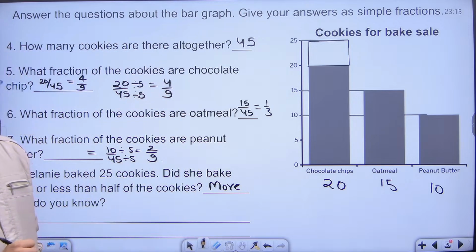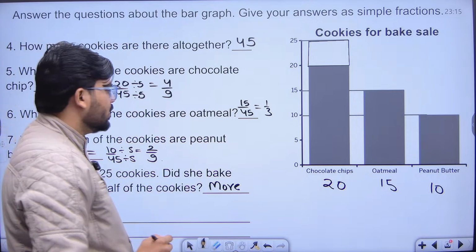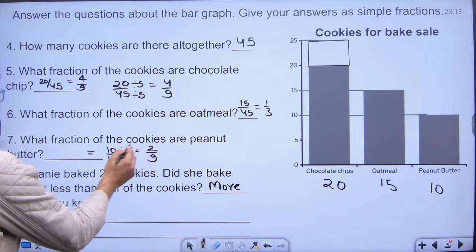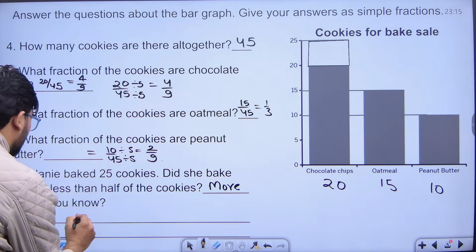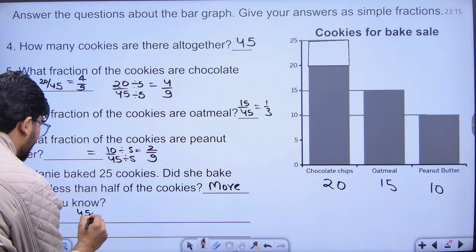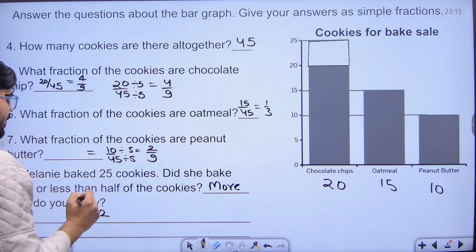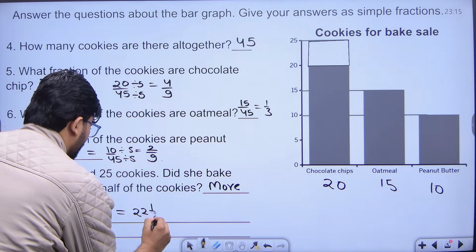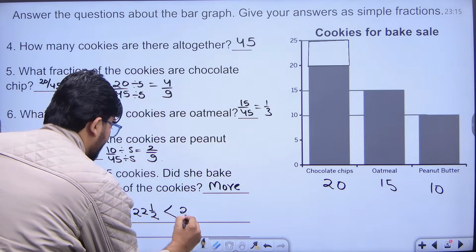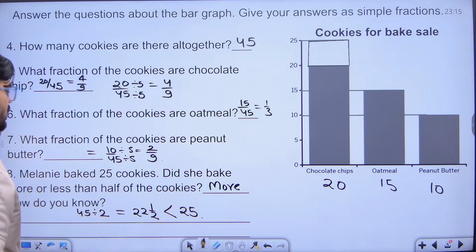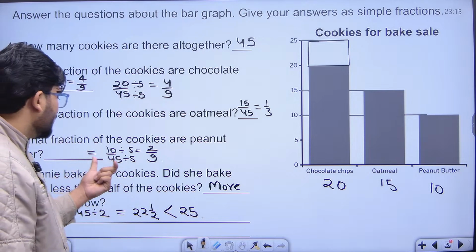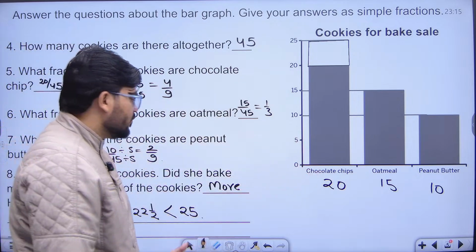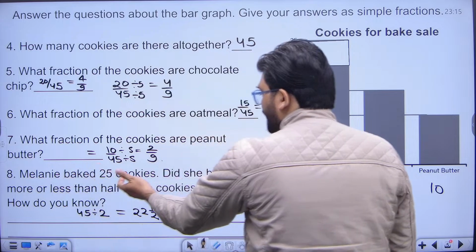The answer is more than half. Then if somebody asks you, how do you know? So first you will find 45 divided by 2. So what is 45 divided by 2? Half of 45 is equal to 22 1/2, which is less than 25. Since 25 is greater than half of the 45 total cookies, we can say that Melanie baked more than half.